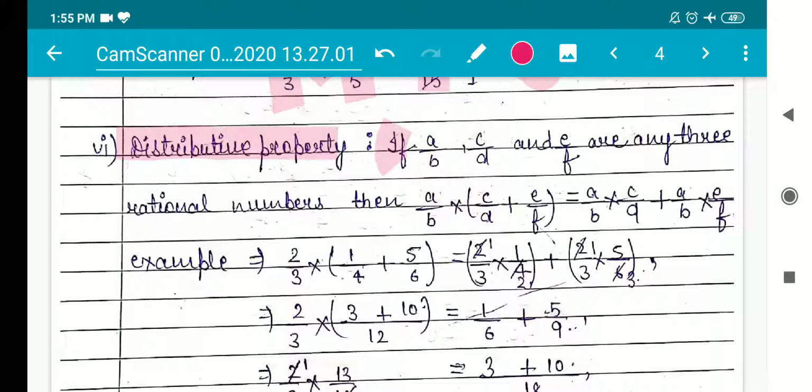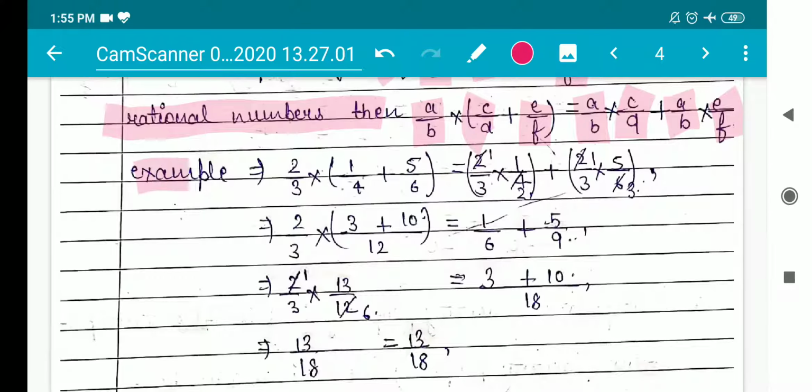The sixth property of multiplication in rational numbers is the distributive property. If a/b, c/d and e/f are any three rational numbers, then a/b × (c/d + e/f) = a/b × c/d + a/b × e/f. Example: 2/3 × (1/4 + 5/6) = 2/3 × 1/4 + 2/3 × 5/6.